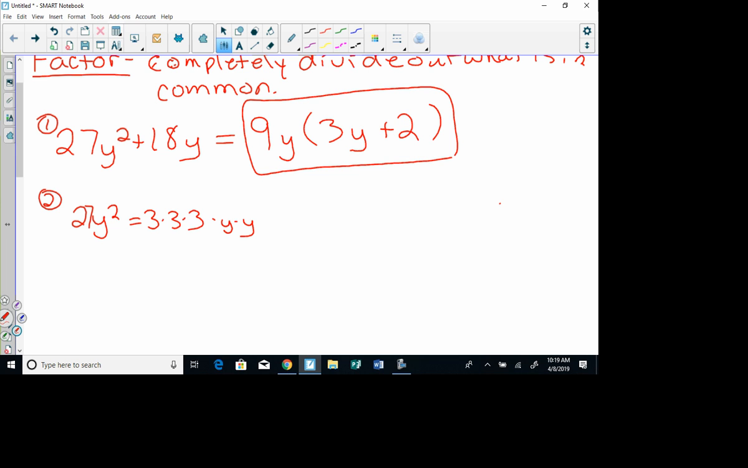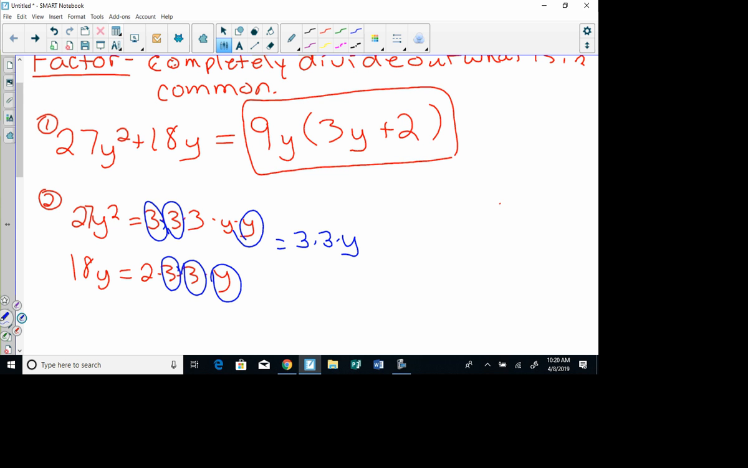So I just factor that out as far as I can completely. So I wouldn't want to do 9 times 3 because 9 I can still factor, right? So 3 times 3. And then I look at 18y and I do the same thing. 18 is 9 times 2, but 9 can still be factored, so 2 times 3 times 3 times y. So I factored each of those out as far as I could. And then I circle everything they have in common. They've each got a 3 here, they've each got a 3 here, and they've each got a y. What's 3 times 3 times y? 9y. And then I have to factor that out of each one.